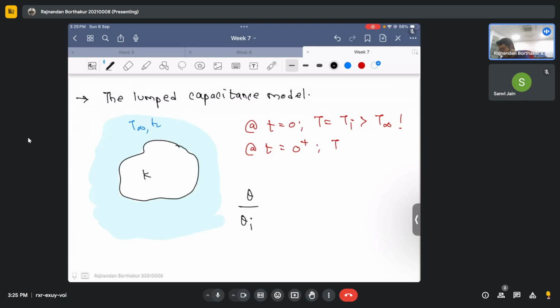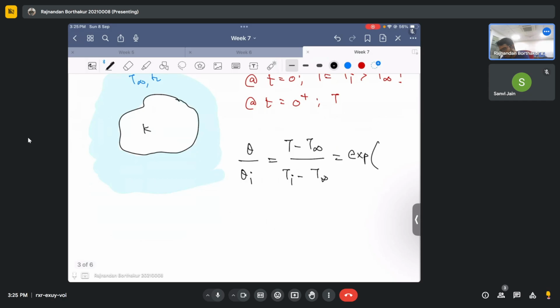So theta by theta i is equal to, and this theta is nothing but T minus T infinity, by Ti minus T infinity. So theta i becomes Ti minus T infinity, and this is equal to exponent of minus t by tc, where this tc has a value of rho times the volume of the body times the heat capacity divided by heat transfer coefficient times As. This tc has a special name. This is known as the time constant.